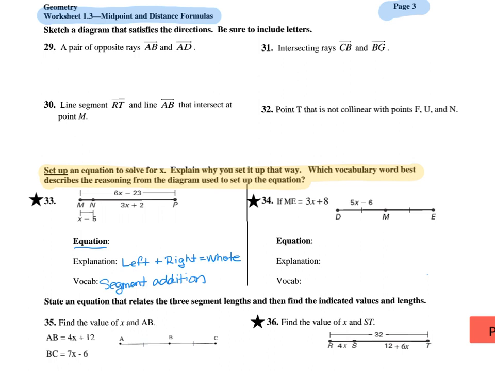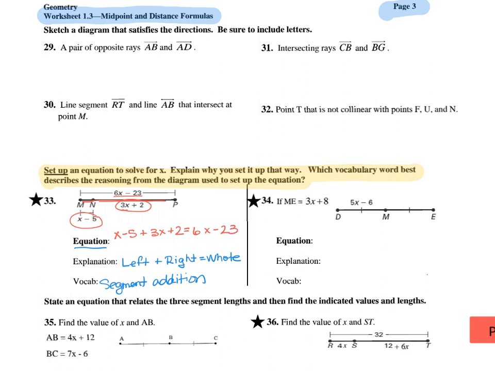So how would we set up our equation right here? We're just going to take this part on the left, x plus 5. We're going to add this part on the right, 3x plus 2, and set that equal to the whole thing, 6x minus 23. We just write x plus 5 plus 3x plus 2 equal to 6x minus 23.